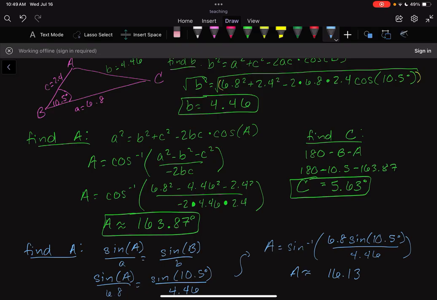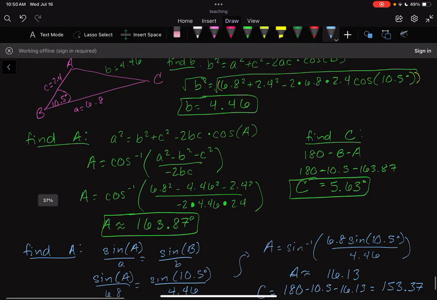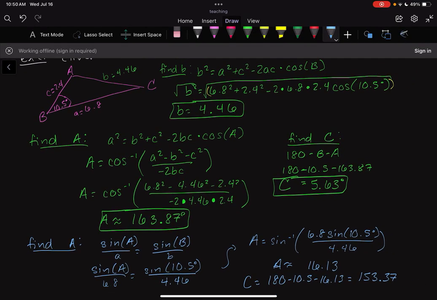If that's my A, and then if I go find C at that point, the value for C that I would have gotten would have been 153.37. And if you look at the triangle, that doesn't make any sense. C is supposed to be the smallest side, so it's supposed to be the smallest angle. This is telling me that C is my biggest angle. That doesn't make any sense.